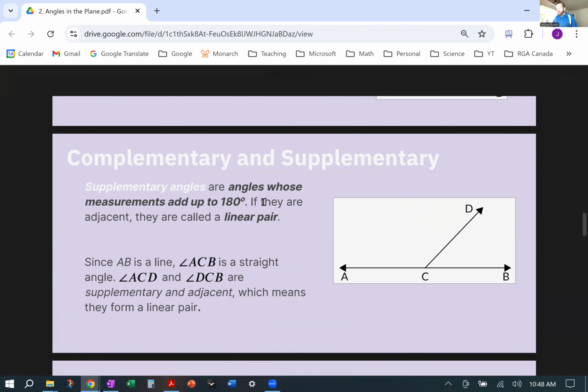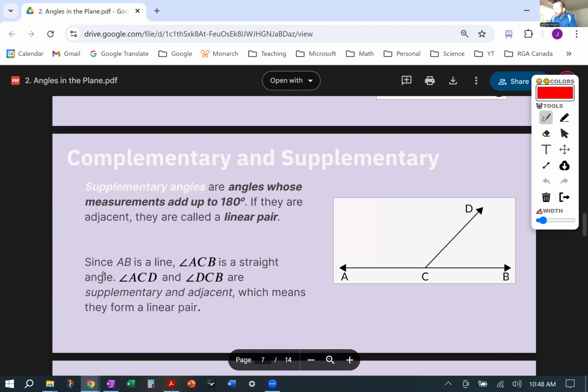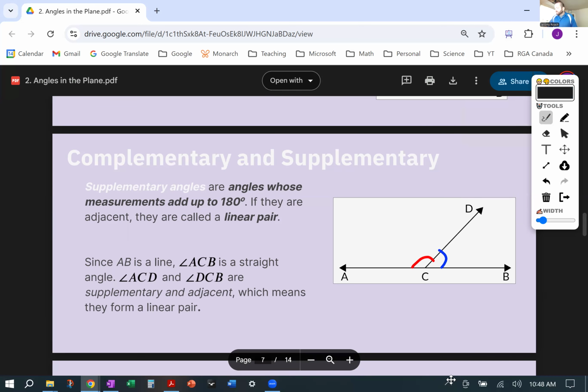Supplementary angles, I think I mentioned already, add up to 180 degrees. So if we have this first angle ACD and the second angle DCB, we add those together, they should equal 180 degrees. And they are also adjacent. I think I mentioned that already as well. They form what's called a linear pair. So that's supplementary.